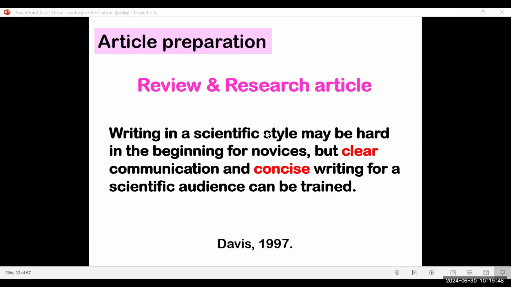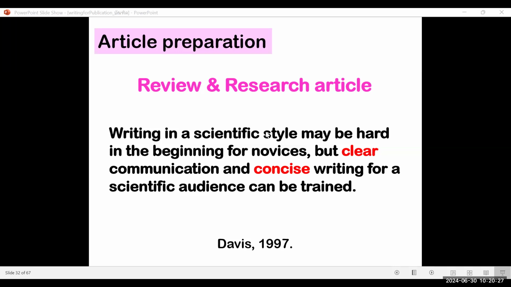But review articles are still in scientific writing style. Of course, it's not that easy at the first step. It's not easy for beginners or novices. But you can train yourself, or your supervisor can also train you. You can learn how to make it better. But please keep in mind that because we are writing scientific articles, you need to make it clear and concise.